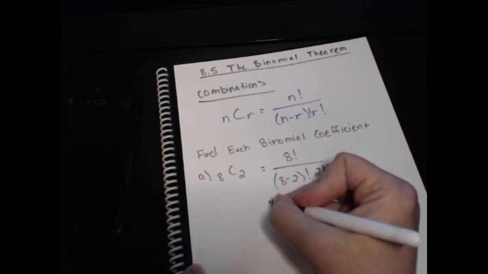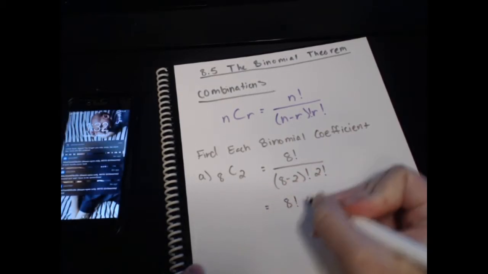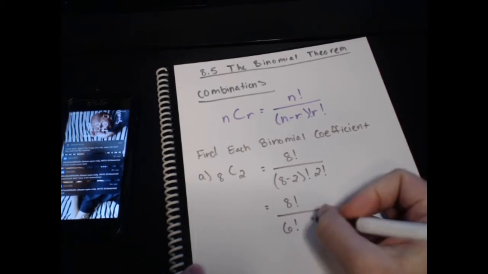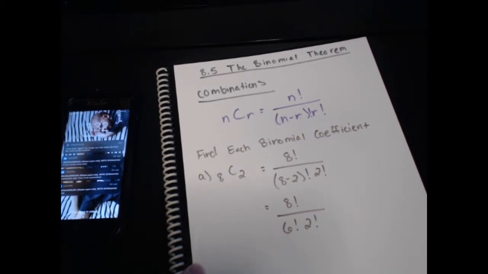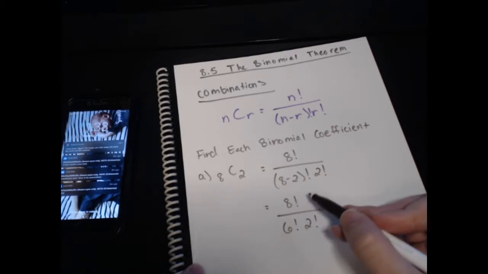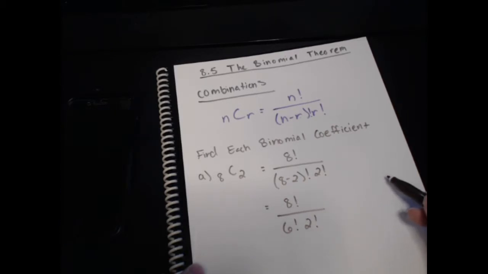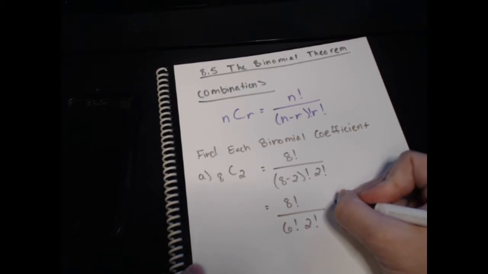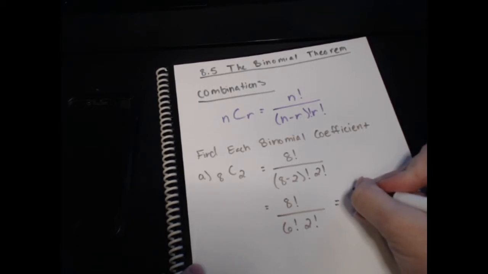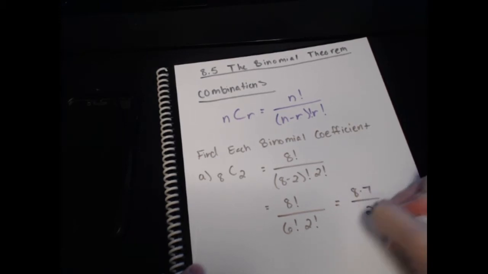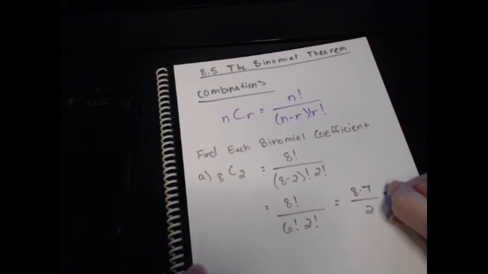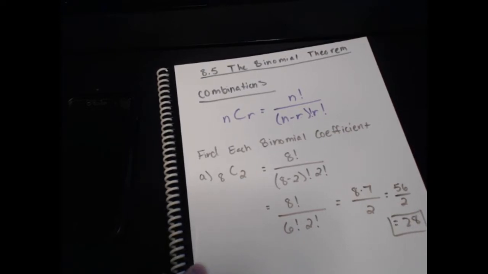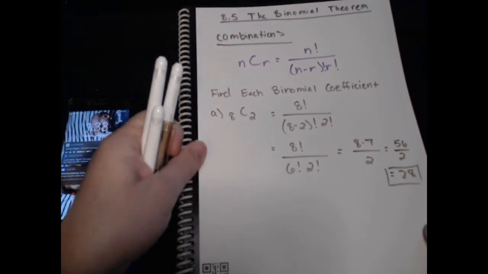We talked about factorial problems last week. This is as simple as doing 8 factorial over 6 factorial times 2 factorial. If you remember, this is 8 times 7 times 6 times 5 times 4 times 3 times 2 times 1. I can get rid of everything from 6 and after. So really I have 8 times 7 over 2. So I get 56 over 2, which is just 28. All right, so this should be pretty straightforward. It's plug and chug. There's nothing crazy difficult about this.